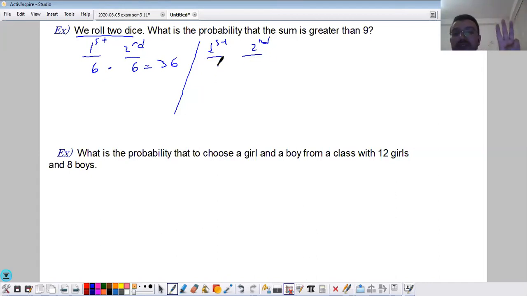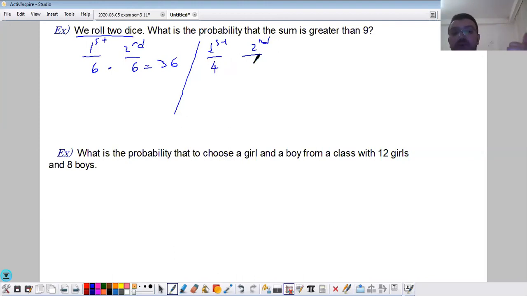If the first is 1, it can never be greater than 9. If the first is 2, the second can be at most 6. 6 plus 2 is 8, not greater than 9, so it doesn't work. If the first is 3, 3 plus 6 is equal to 9, not greater. If the first is 4, then it will work for me.